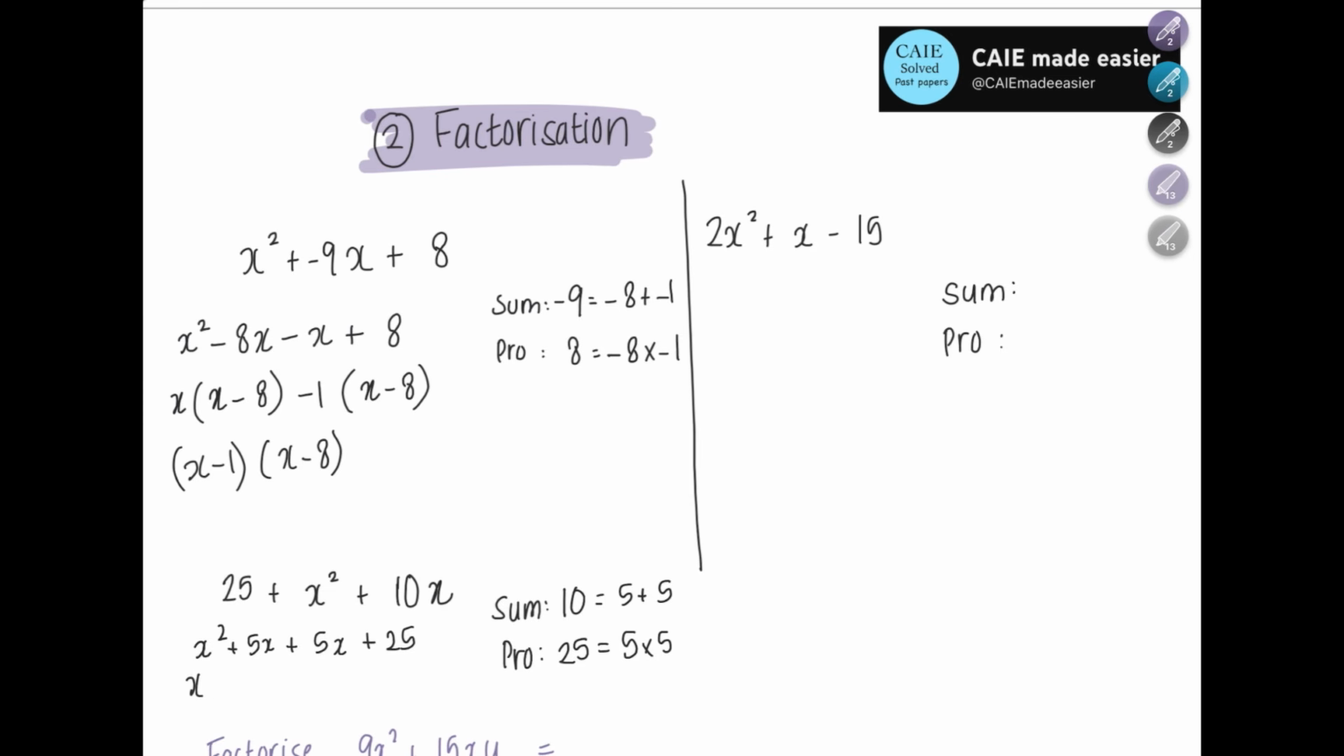Take common out x plus 5. Write same there, x plus 5. And we will take 5 outside. So this is going to be x plus 5 and then x plus 5.